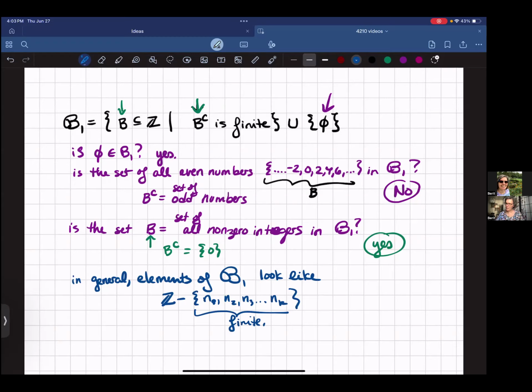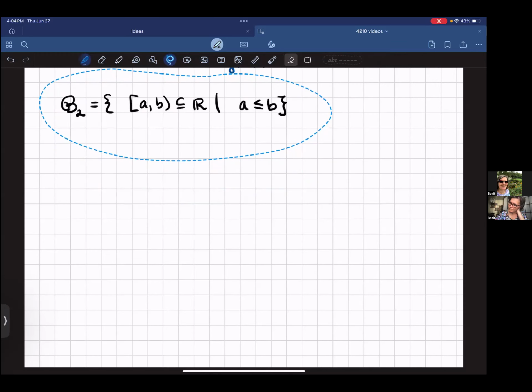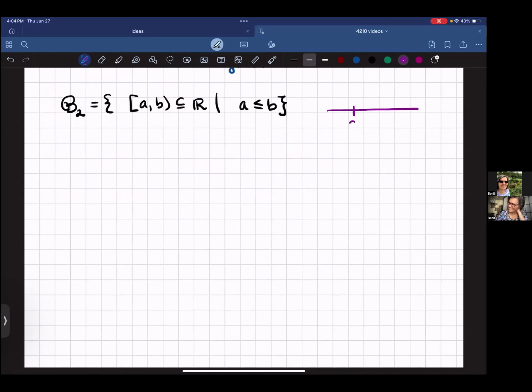All right. And then one more. Let B2 be the set of all intervals closed at A and open at B as subsets of R such that A is less than or equal to B. Okay. So let's just draw one of these. Here's A, here's B on my real line, and it's closed at A, open at B. So this is like a typical element of this set.